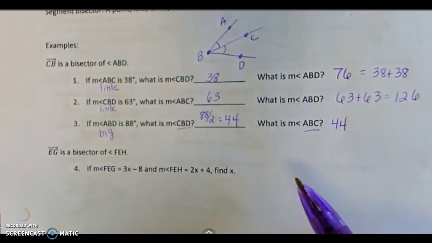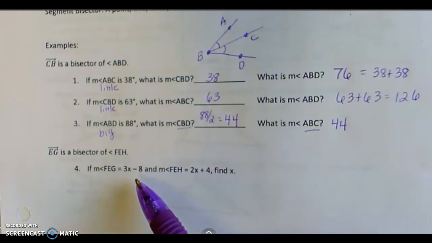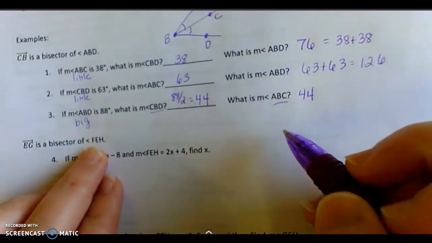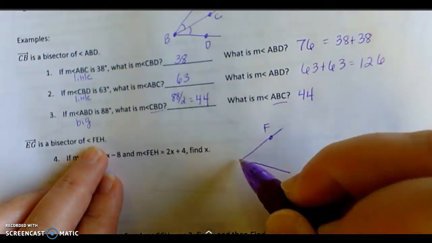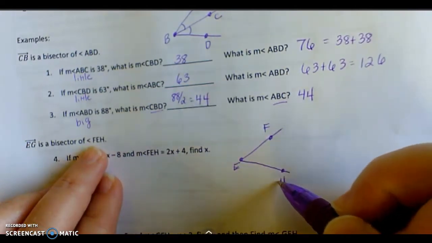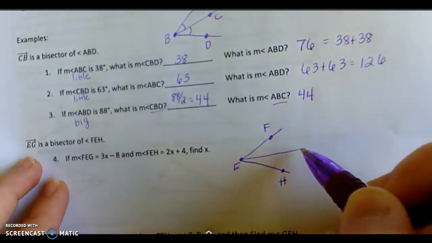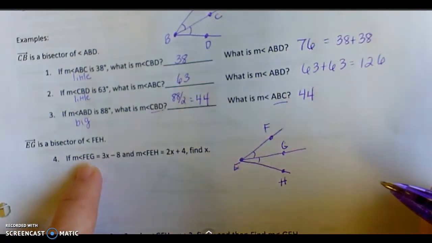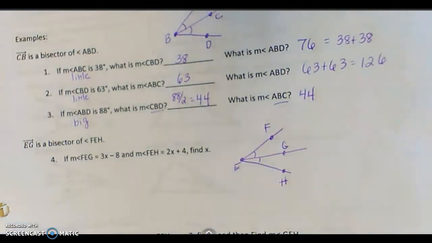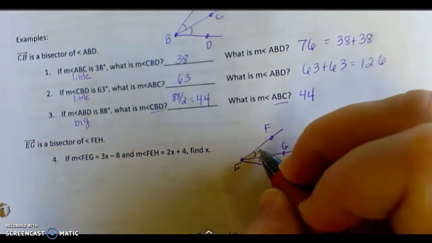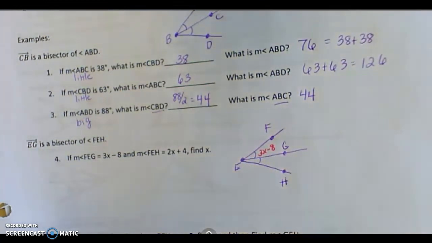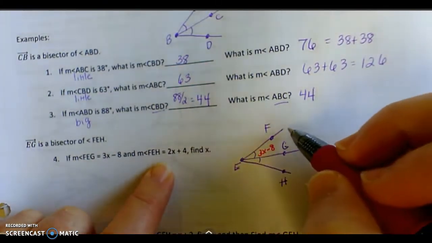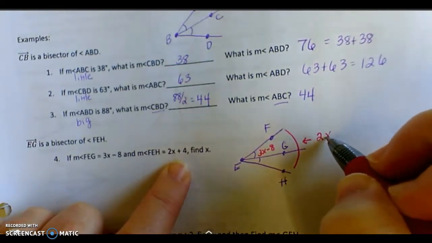Now, with bisectors, we also want to be able to find x. So let's look at that. So it gave us a different situation, so I'm going to draw it. It says FEH, so here's F, E, and H. And it says EG, so this line right here is the bisector. So I know that these two are the same. Alright, it says FEG is 3x minus 8. So I'm just going to put that in there. FEG is 3x minus 8. And it says FEH, oh, that's the whole big old thing. So all of this is 2x plus 4.